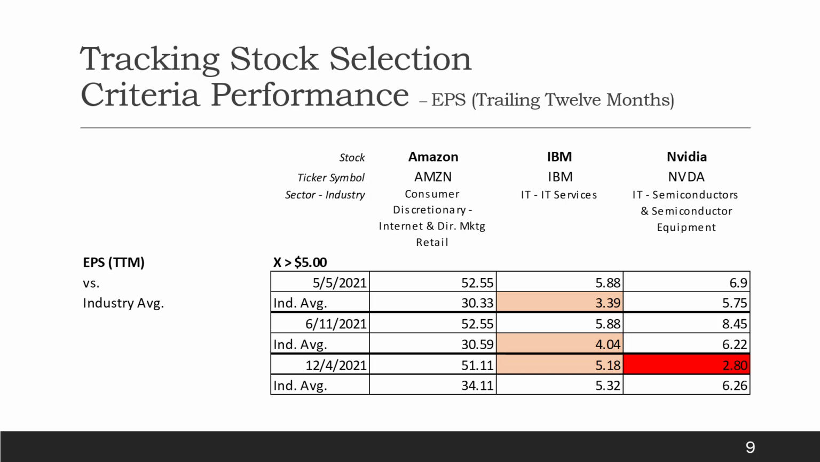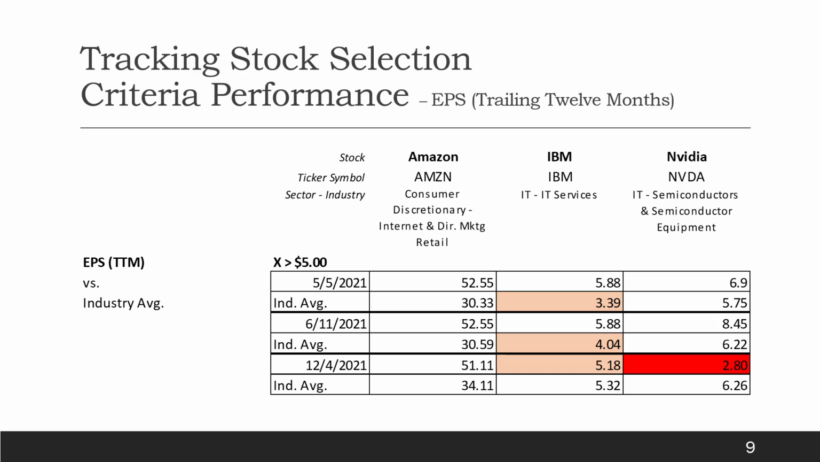On December 4th, 2021, Amazon's earnings per share trailing 12 months of $51.11 is ahead of its industry at $34.11. IBM's earnings per share, EPS, TTM, trailing 12 months of $5.18 has fallen below the industry average of $5.32. That is why it is highlighted in orange.